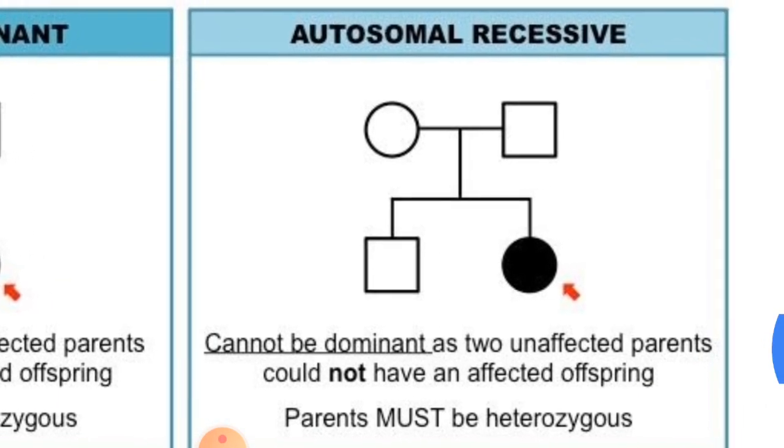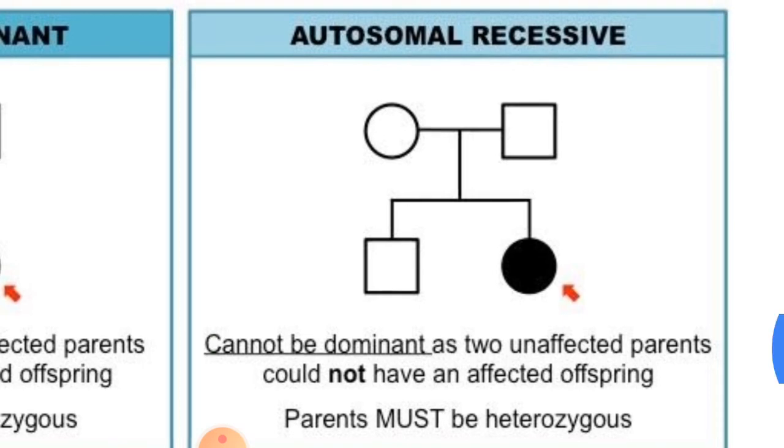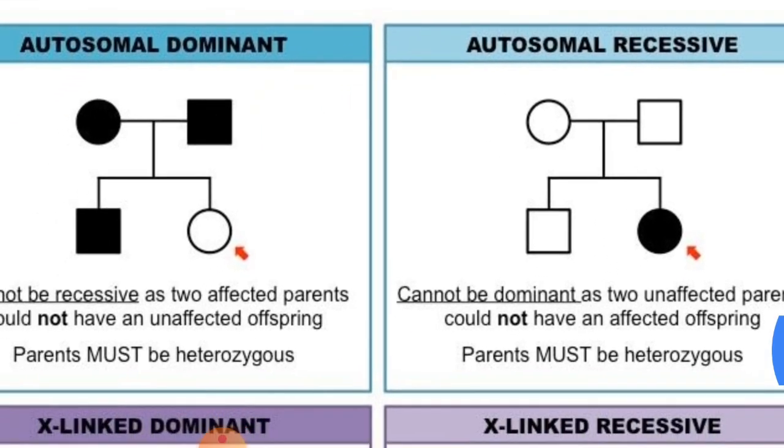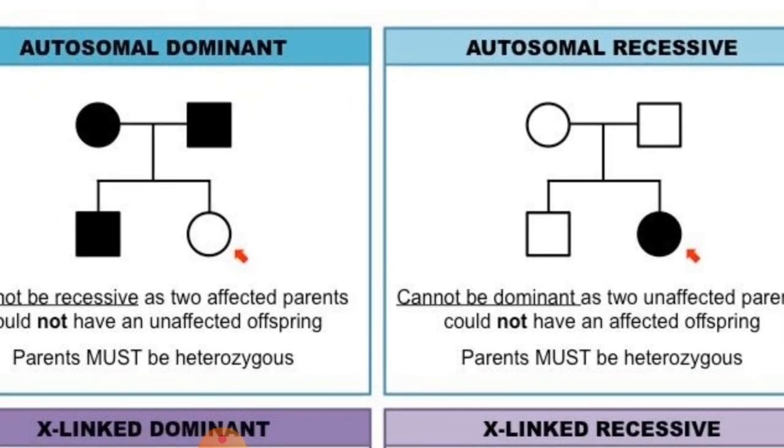Here you see the unaffected parents, but one of the children is affected. So this means that it cannot be dominant, as two unaffected parents could not have an affected offspring. So the parents must be heterozygous. But the difference between these two is that in the first case it is a dominant character and in the second one it is the recessive one.